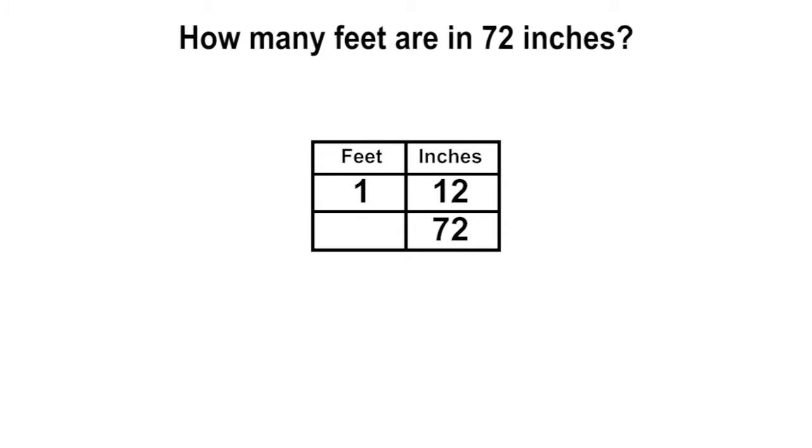Additionally, a condensed ratio table could be used to determine the answer. The relationship between 12 inches and 1 foot was found by dividing 12 by 12 to get 1 foot. Then the same relationship can be found for 72 inches by dividing it by 12 to get 6 feet. The answer is there are 6 feet in 72 inches.